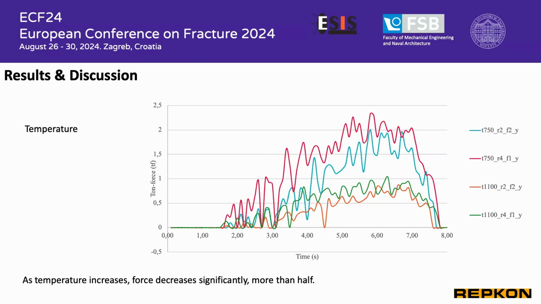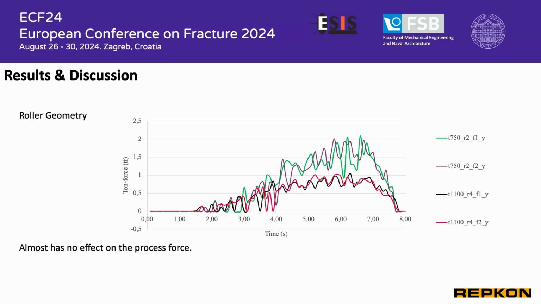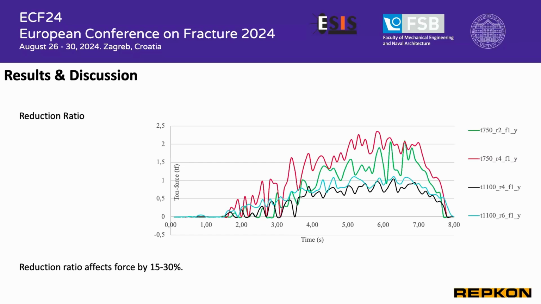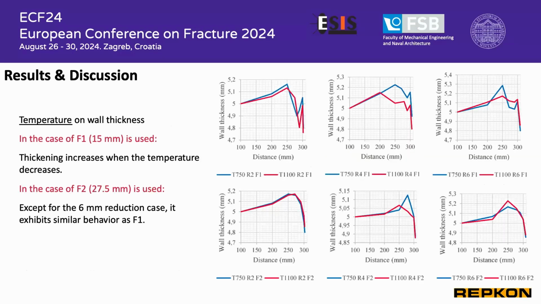You can see on the graph, the force decreases by almost more than half, while roller geometry has almost no effect. Process force reduction ratio affects the process force in the y direction by 15 to 30%. So this research aims to give some idea regarding the effect of process parameters on the quality of the process.